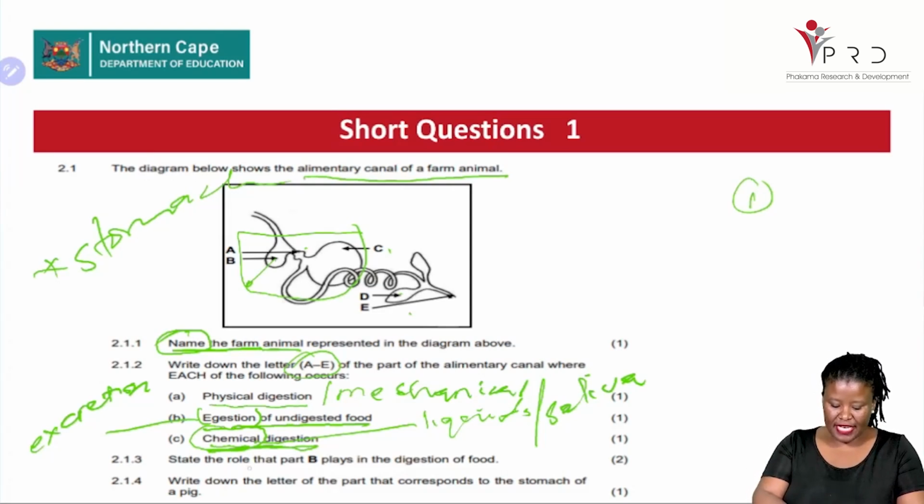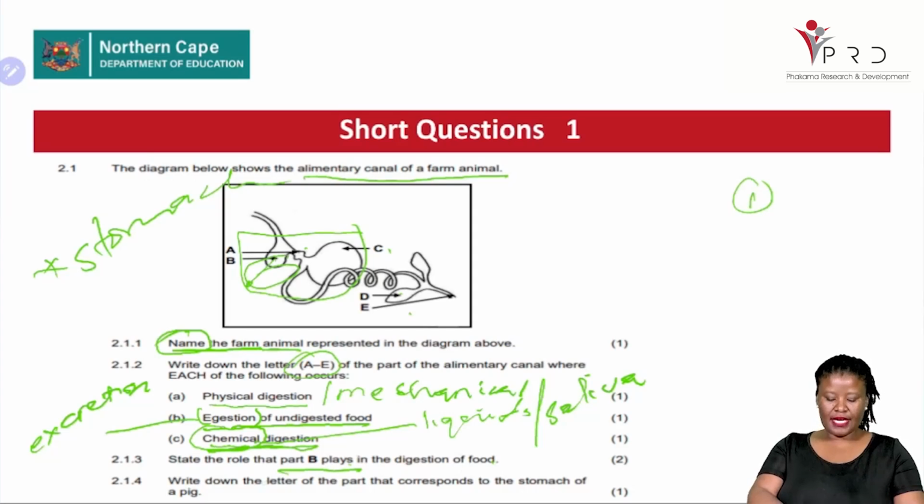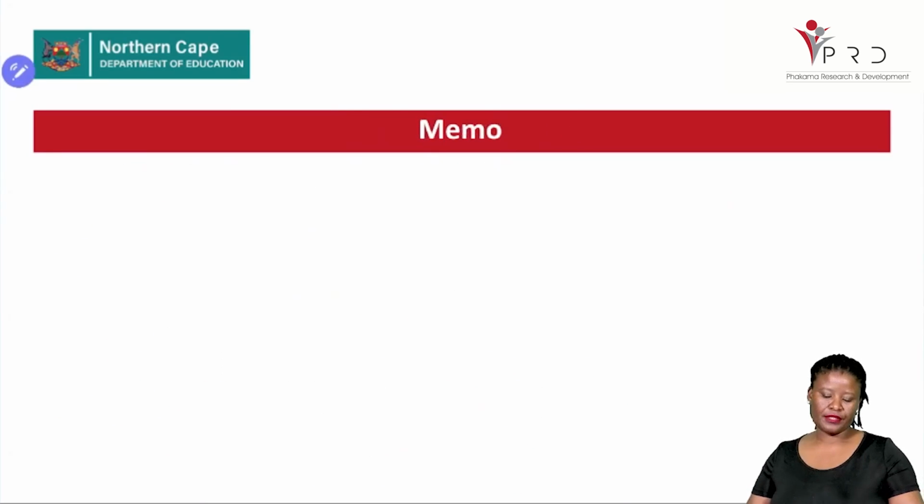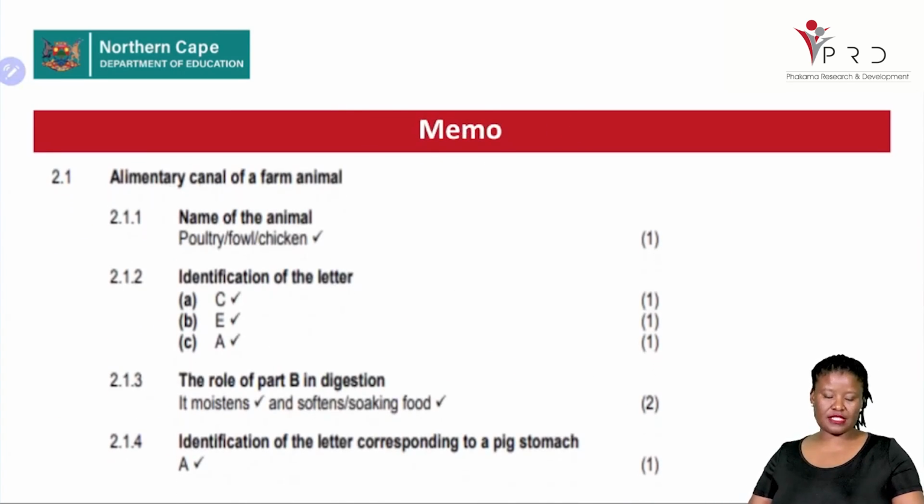Okay. State the role that part B plays. Part B. What is the role of part B in digestion of food? Write down the letter of the part that corresponds to the stomach of a pig. Okay. Here are the expected responses. The diagram is of a chicken, or is of poultry, or is of a fowl.